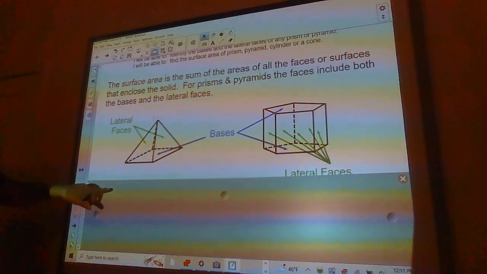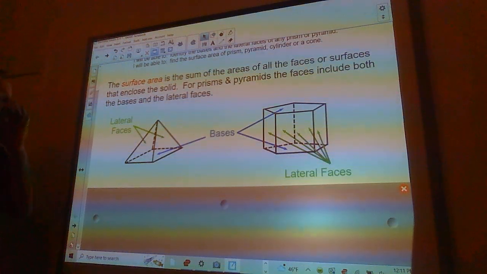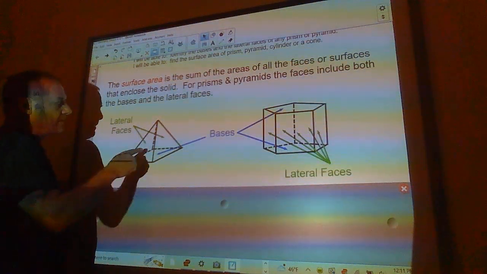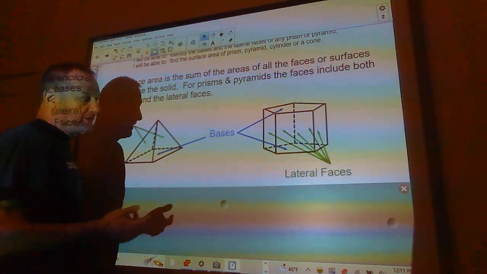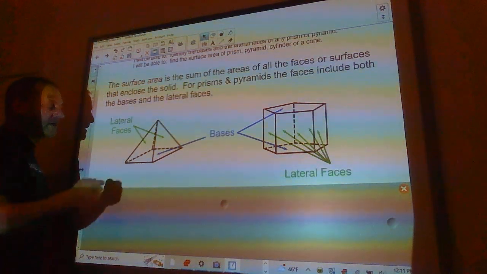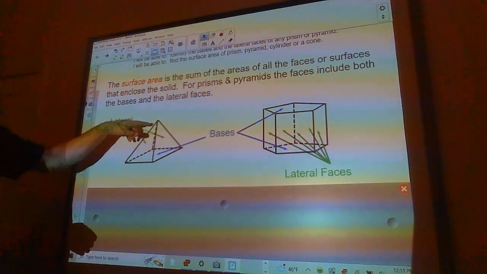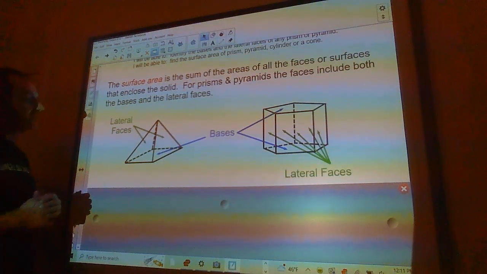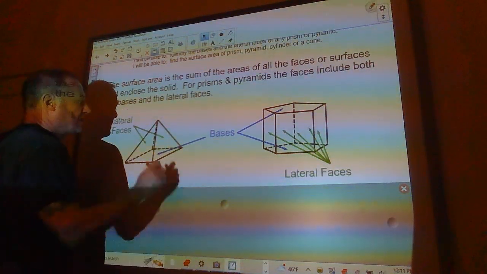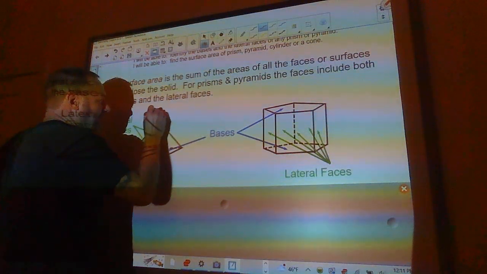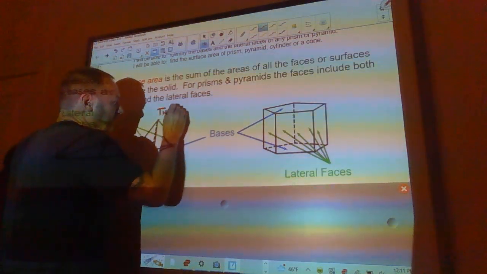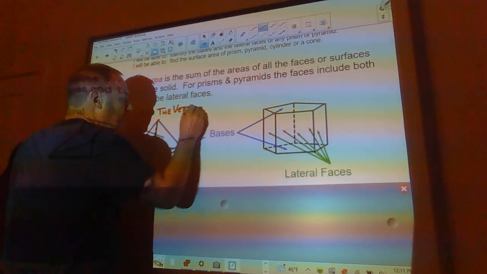So what are those? Well, on a pyramid, you have a figure that has a polygon on the bottom with a bunch of triangles connecting up at the top at something called the vertex.